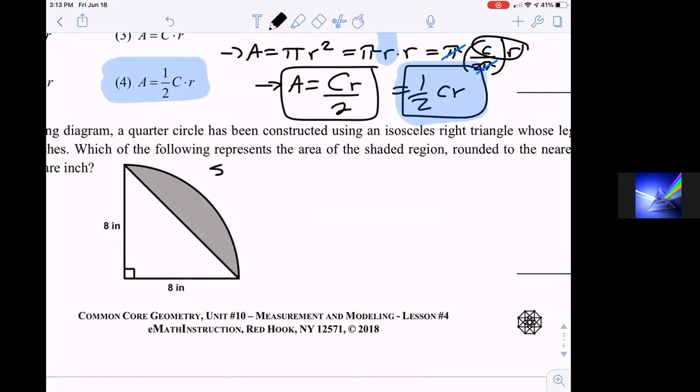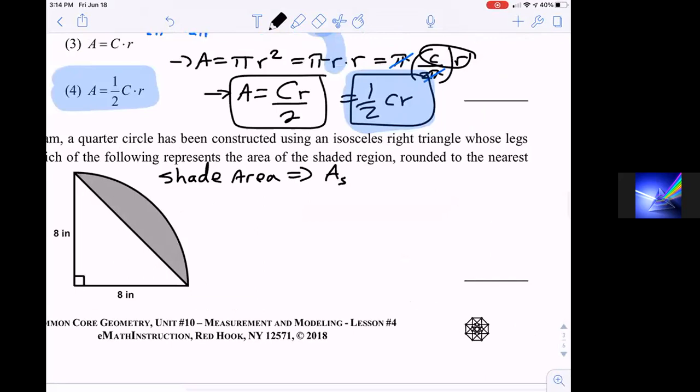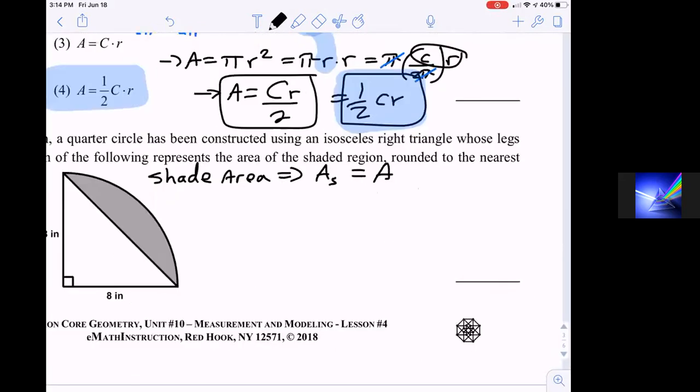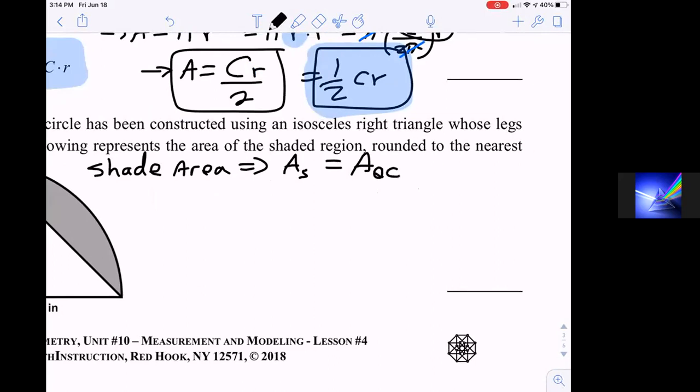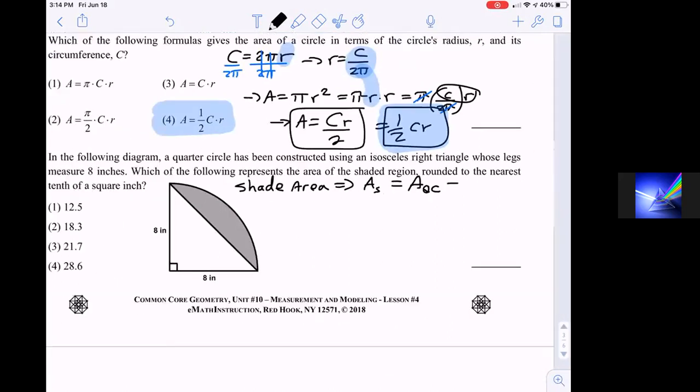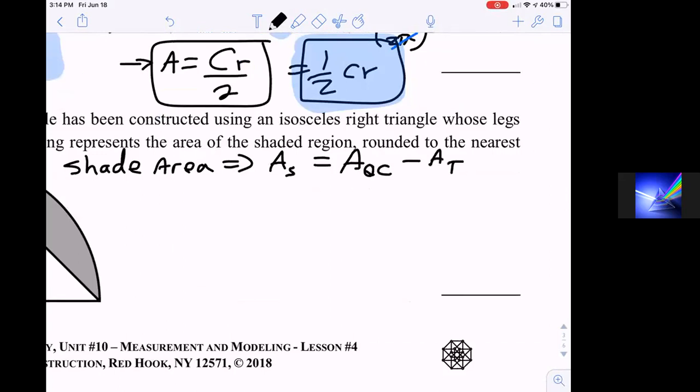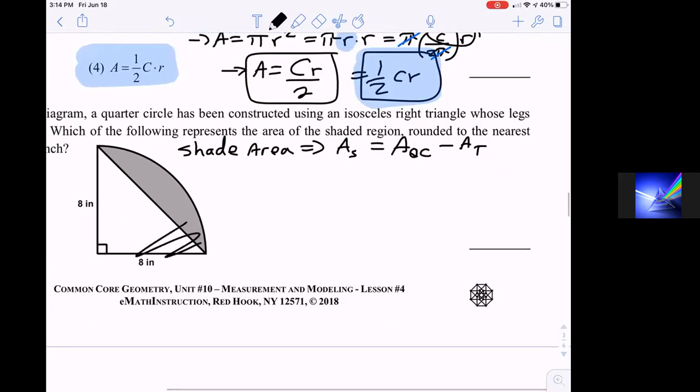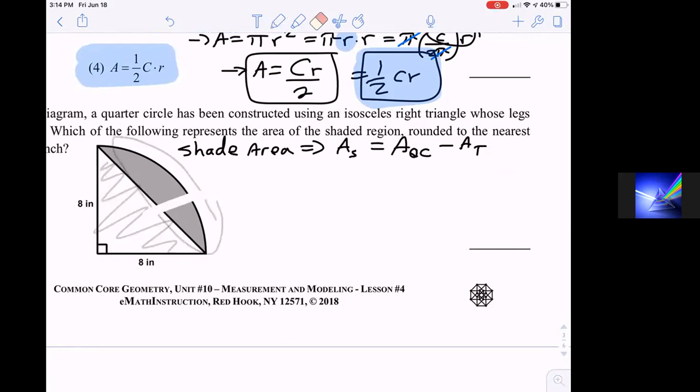So the shaded area, which I'm going to call A sub S, is equal to the area of the quarter circle, QC, minus the area of the triangle. If I take this total area, the area of that quarter circle, and I subtract the area of the triangle, I'm going to get the shaded area, what's left over.